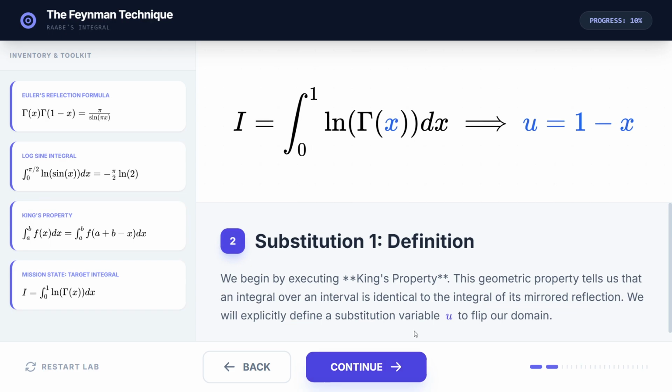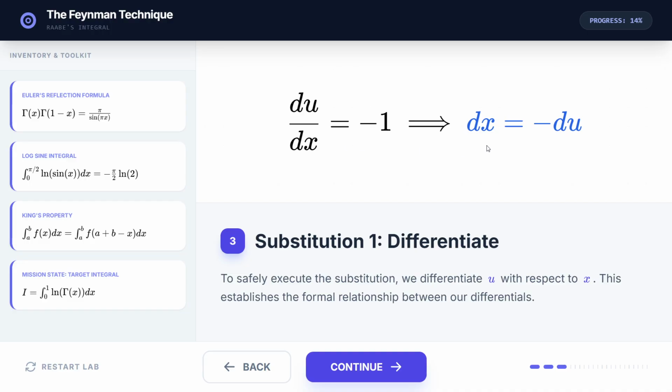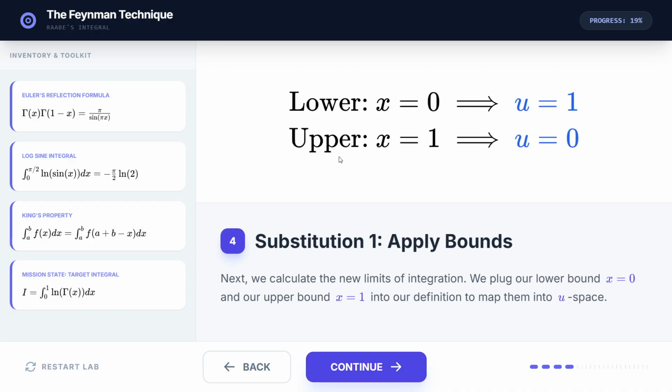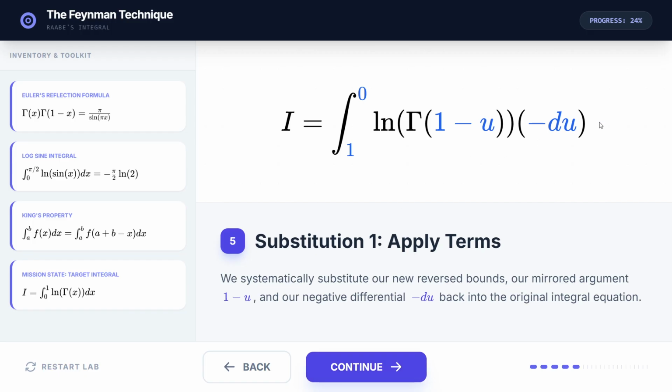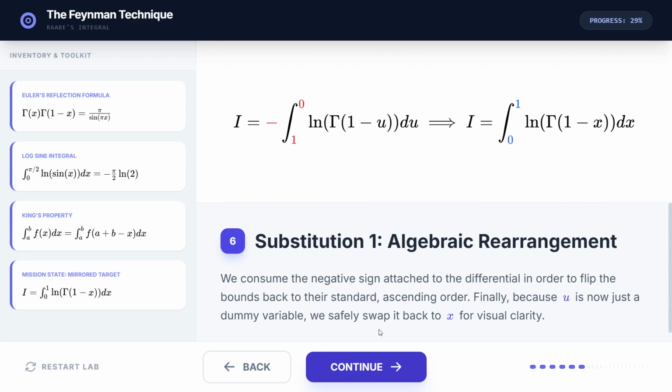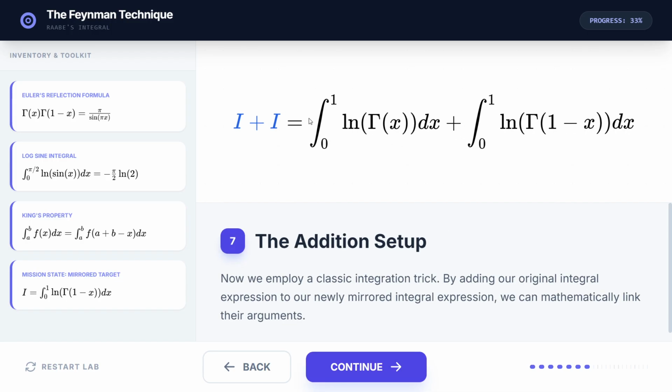First, let's make the substitution that u is equal to 1 minus x. Then dx is equal to negative du, and our bounds switch from 0 to 1 to 1 to 0. Now we have this integral, and we can distribute that negative sign and switch the bounds. So now we have I is equal to this, but also we have our original definition of I. So now we have 2I, or I plus I, is equal to the two versions of it we just found. One is our original, and one is with the substitution applied.